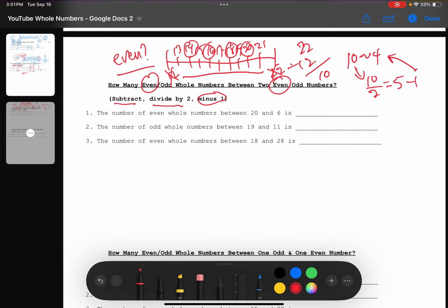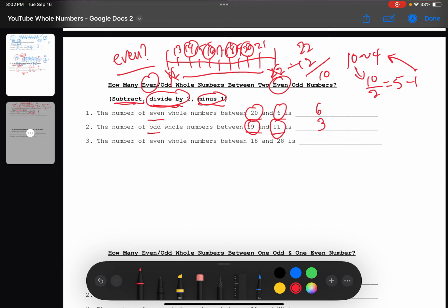So here's what you're going to do every time. If you want to know how many even numbers are between two even numbers, you're going to subtract, divide by 2, and then take away 1 from that. Okay? So 20 minus 6 is 14. Divided by 2 is 7. Minus 1 is 6. Okay? Here again, this is even, this is odd, and these are odds. So they agree. They're not opposites of each other. They're both the same. We're going to subtract these, which is 8. Divided by 2, which is 4. And then take away 1, which is 3.